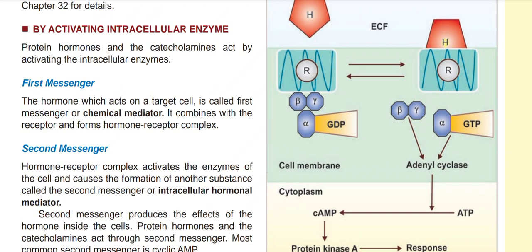The hormone which acts on the target cell is called the first messenger or chemical mediator. It combines with the receptor and forms the hormone receptor complex. So whenever the hormone receptor complex is formed, the first messenger is acting. So what is the first messenger? The hormone which acts on the target cell is called first messenger or chemical mediator. It combines with the receptor and forms the hormone receptor complex or HR complex.